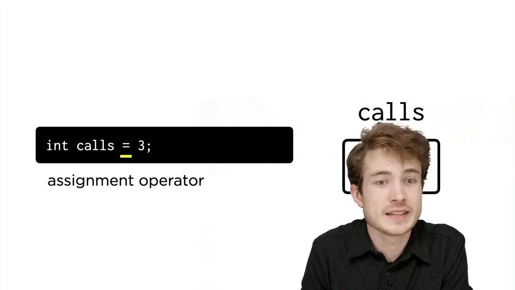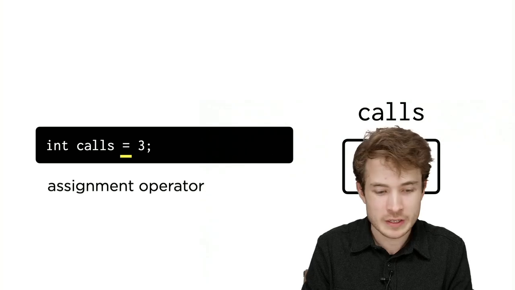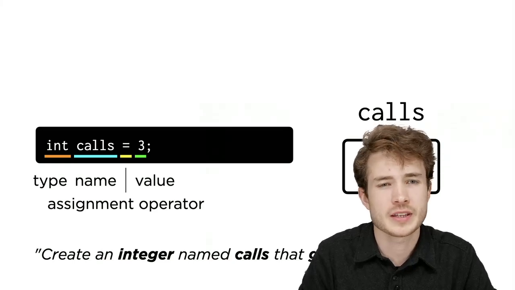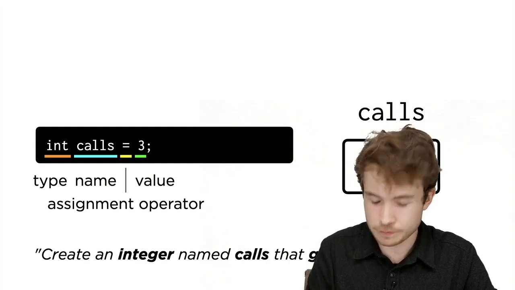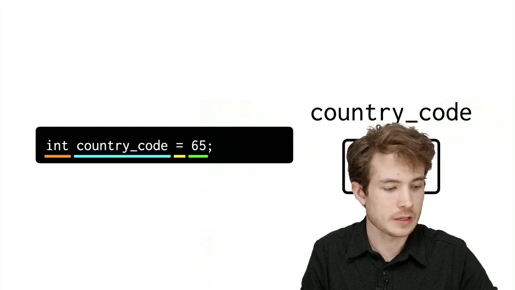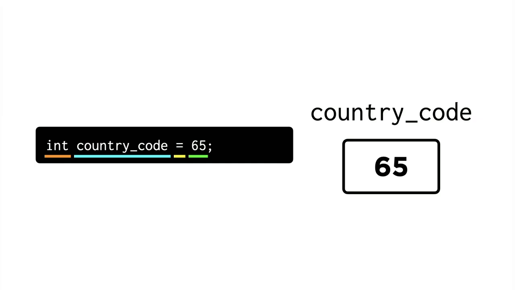And if we wanted to read this in terms of just plain old English, we could do so a bit like this. We could say we're going to create an integer named calls that gets the value 3. So now that we've seen this overview of variables, and in this case types as well, I want to ask you a question. Let's say I give you a variable called country code, and it looks a bit like this on the right. I'm curious, how would you read the code on the left-hand side in plain English? Based on what we saw before, how might you read the code on the left-hand side? What exactly are we doing here?